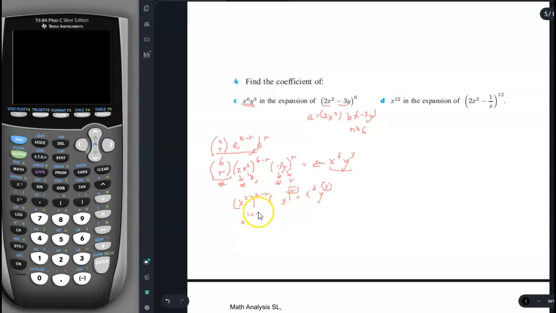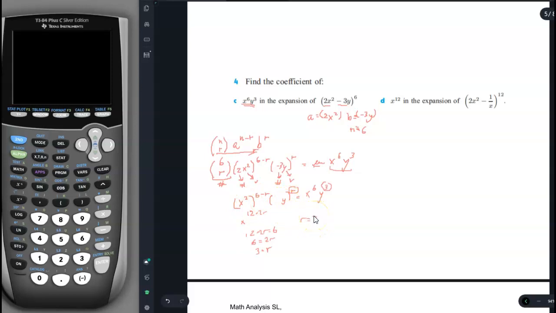Okay, if that's too confusing, you could multiply these together, right? You would get x to the 12 minus 2r, and if 12 minus 2r is equal to 6, then that means 6 is equal to 2r. I just did a little bit of algebra there. Divide both sides by 2, r equals 3. So both of these expressions, the x expression and the y expression, tell us that r is equal to 3.